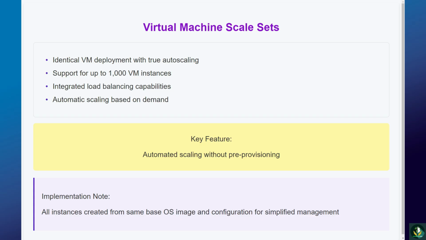Best practices. Image configuration. Keep base images minimal and consistent. Use automation for post-deployment configuration. Maintain proper version control for images. Scaling rules. Set appropriate thresholds for scaling triggers. Implement cool-down periods to prevent oscillation. Consider business hours in scheduled scaling.